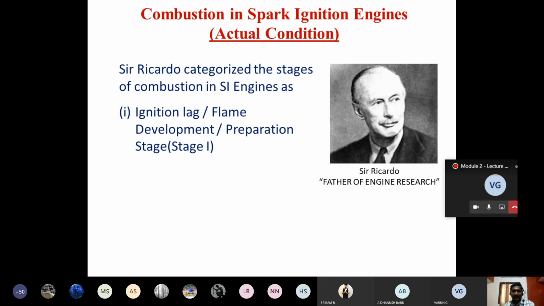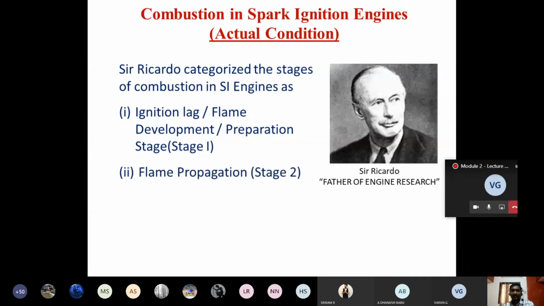So the first stage is called ignition lag or flame development stage or preparation stage, right? Some books write it as ignition lag stage. Some authors write it as flame development stage. Some authors call it the preparation stage, right? So I have written all three. The very first stage of combustion is called ignition lag stage or flame development stage.